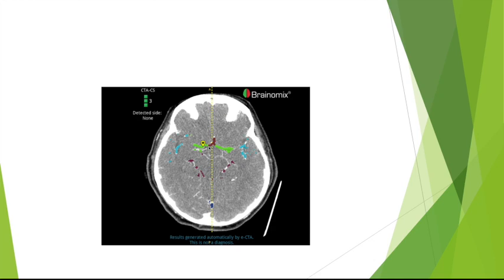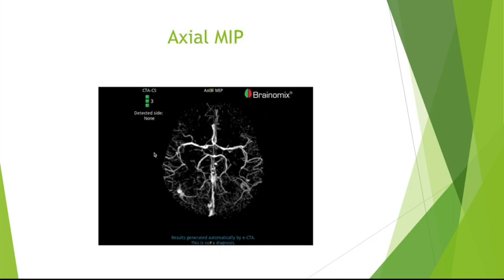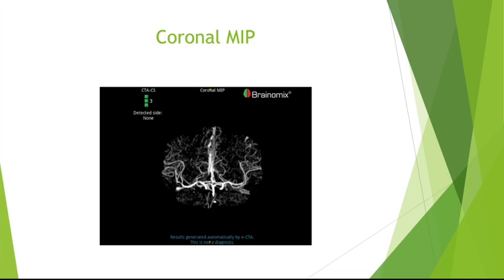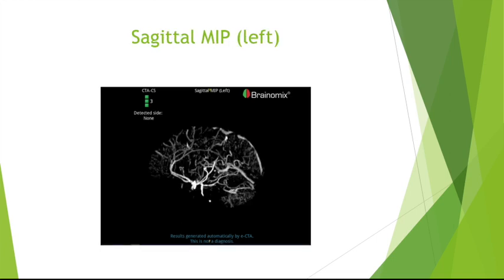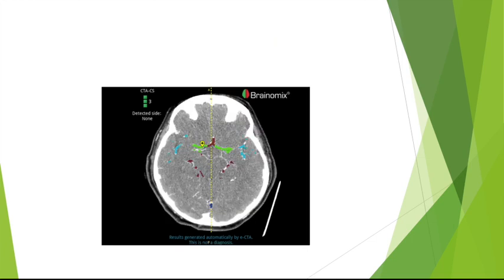So it identifies all of the blood vessels automatically. It identifies any thrombus or large vessel occlusion automatically. It color codes them according to a color coding legend, as you can see over here, and it also generates maximal intensity projections or MIPs. This is the axial maximal intensity projection, this is the coronal maximal intensity projection, this is the left-sided, and this is the right-sided sagittal maximal intensity projection.